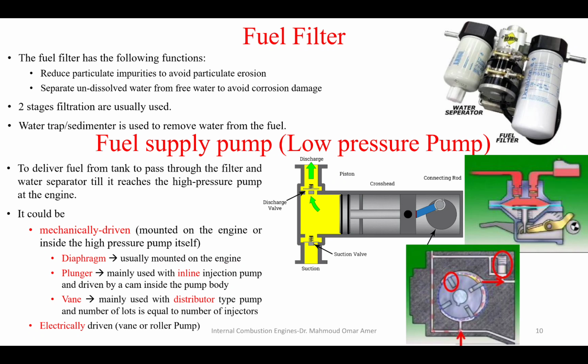The mechanical pumps, there are three main types: diaphragm pump, plunger pump, and vane pump. As we will see later, the plunger pump is mainly used with inline injection pump, and the vane type is mainly used with distributor type pump. Okay?